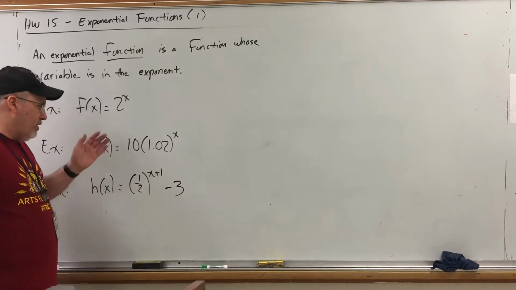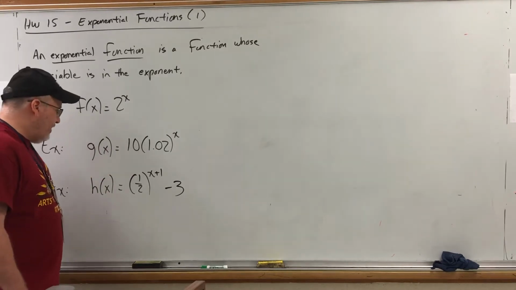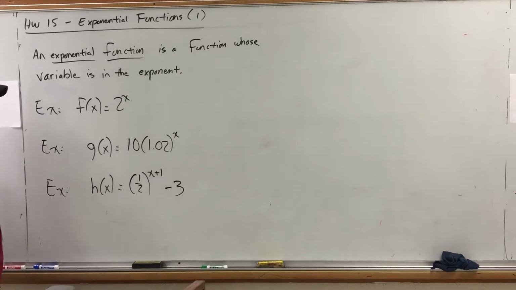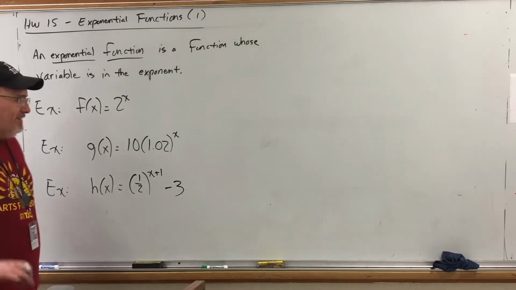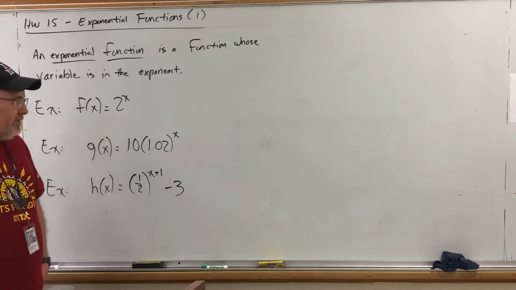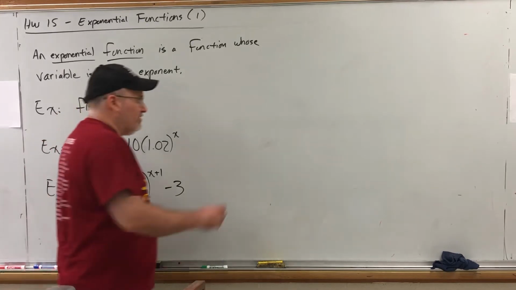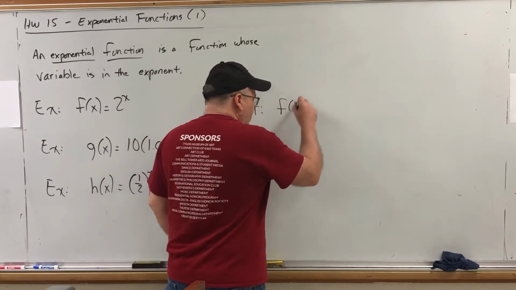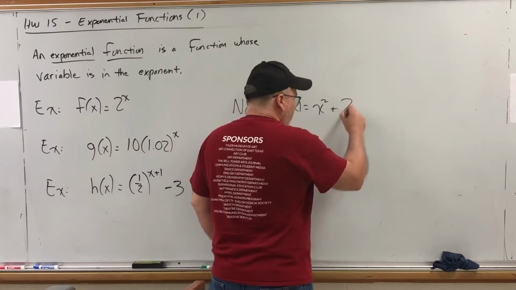And there can even be more numbers scattered all over, such as h of x equals the quantity 1/2 raised to the x plus 1 power, and then after that, minus 3. So really the only thing that makes an exponential function is the fact that its variable is in the exponent. Now be careful, it can't be in other places as well. So it can't be something like f of x equals x squared plus 2 to the x.